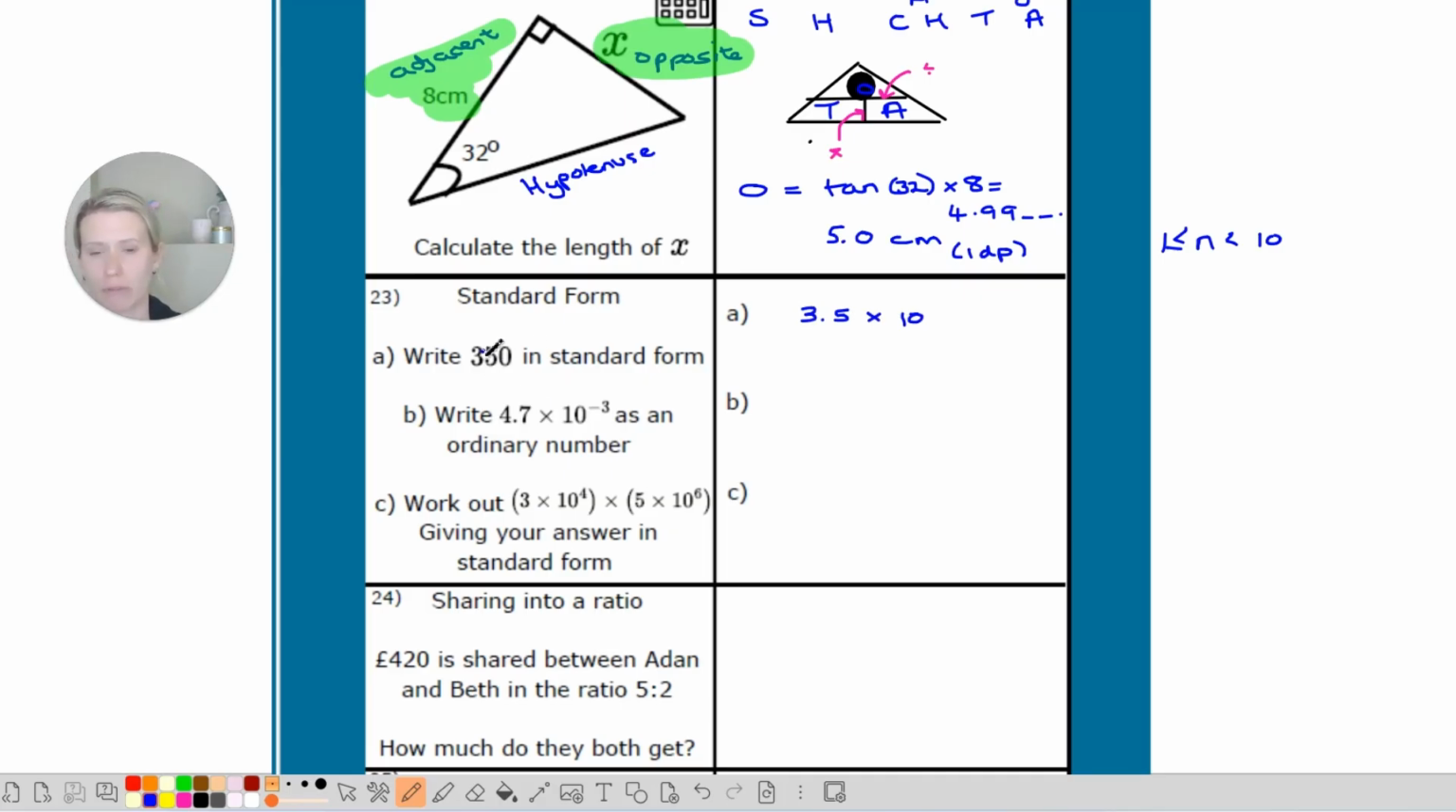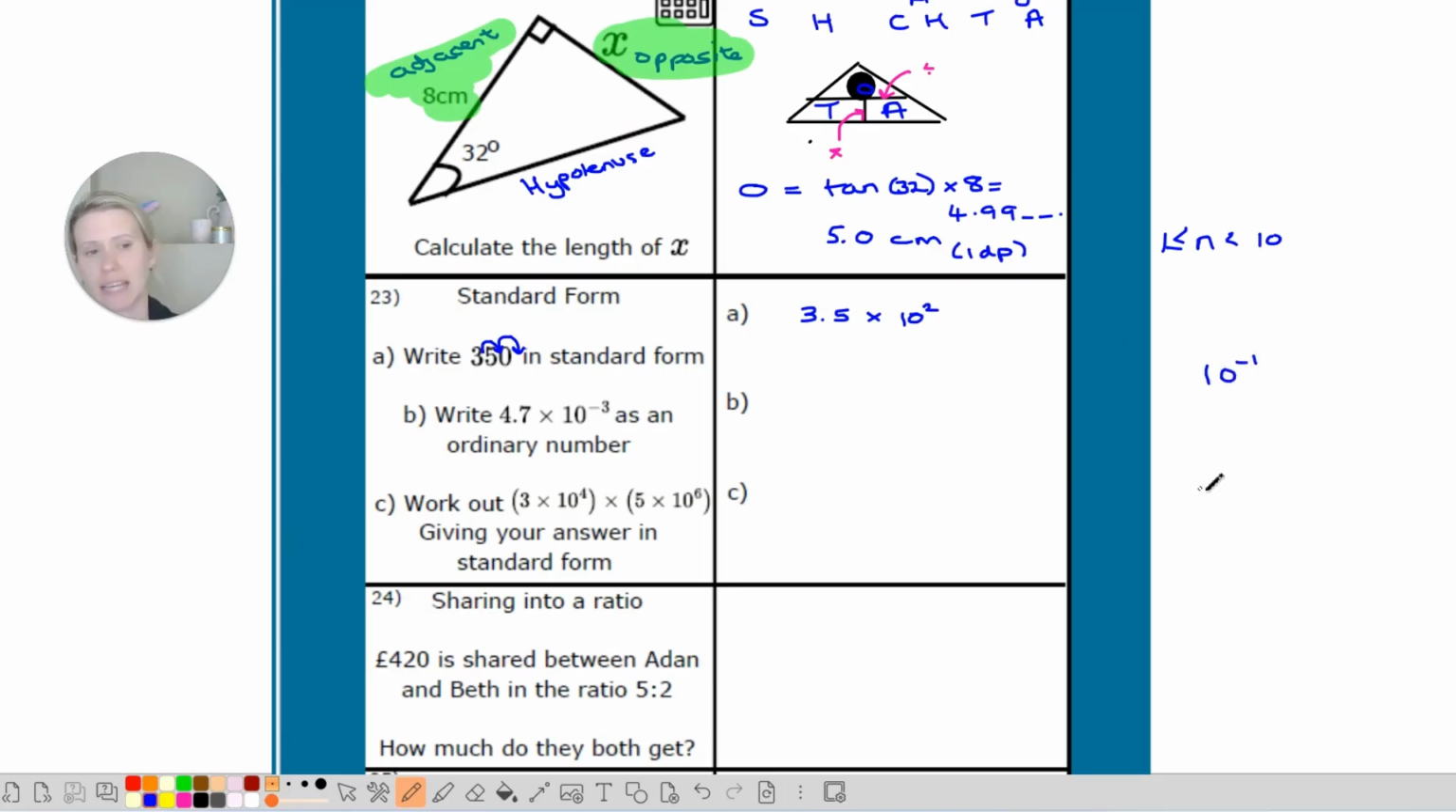Well, if I've got 3.5 to make the number between 1 and 10, then I've got to times it by 10 twice. So times 10 once would give it there, times 10 twice would take you back to 350, hence 3.5 times 10 squared. Okay, 4.7 times 10 to the negative 3 is an ordinary number.